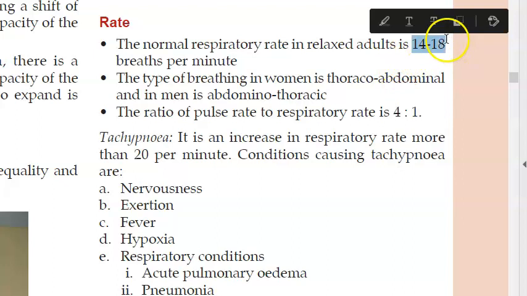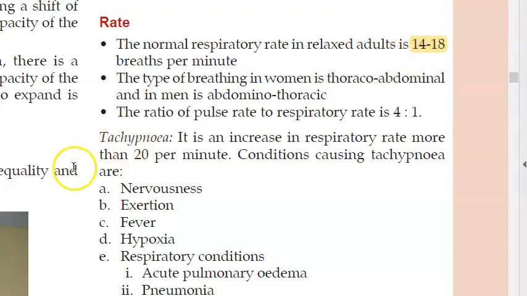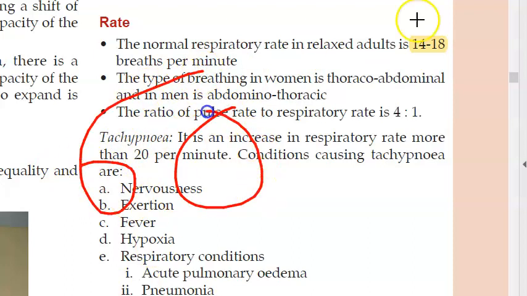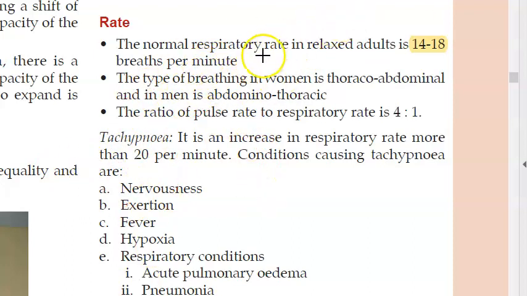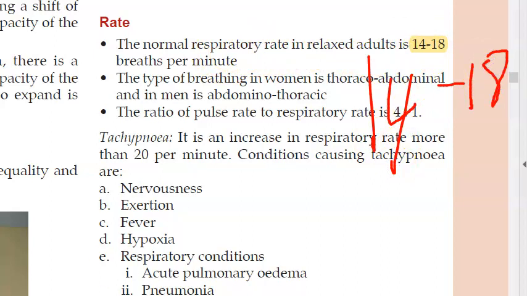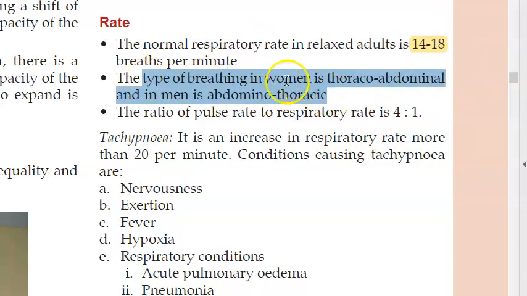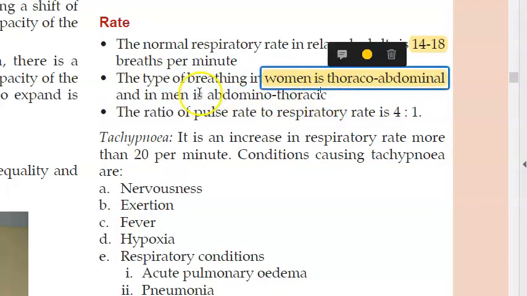In children, it varies very much. Like when a baby is born, it's around 60. And then after a few months, 50. So just remember, a newborn will have around 60, right? You should know. That's not unusual. For adults, remember 14 to 18. Guys, pay attention. What are we looking at? The respiratory rate. In women, the type of breathing is thoraco-abdominal, and in men, it's abdominothoracic.